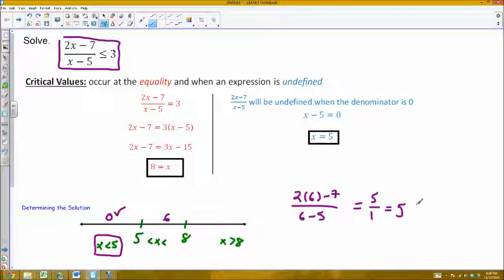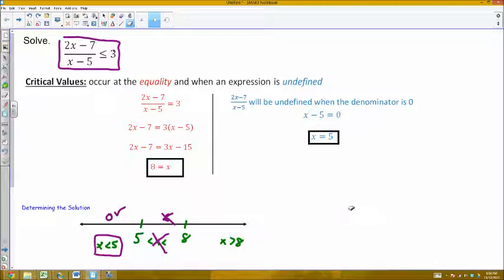But since 5 is not less than or equal to 3, it fails the test. Therefore, 6 is not a valid answer, and we would reject this interval. All of the points in this interval are not a solution to this inequality. So then the last one I have to test is values which are bigger than 8.